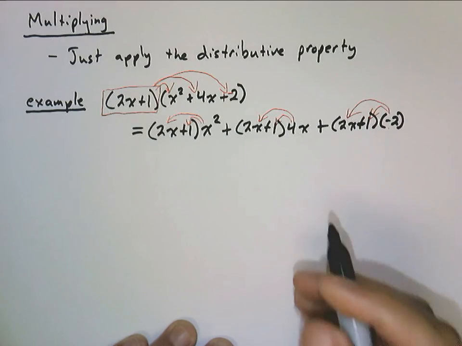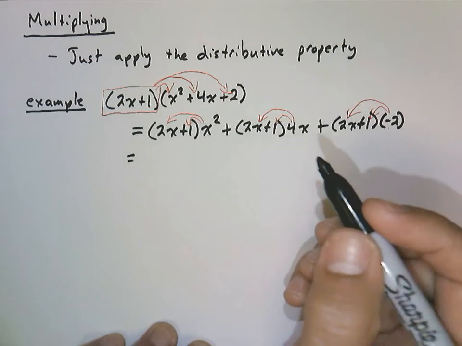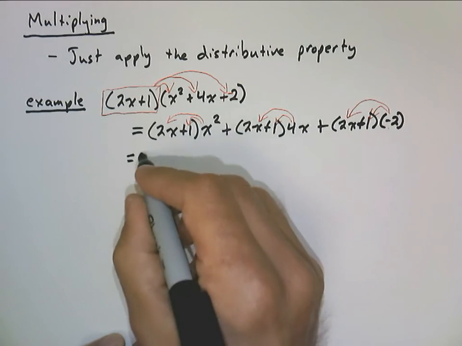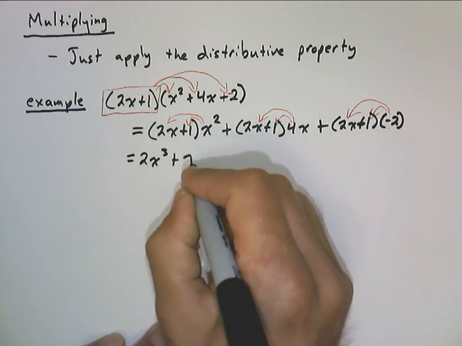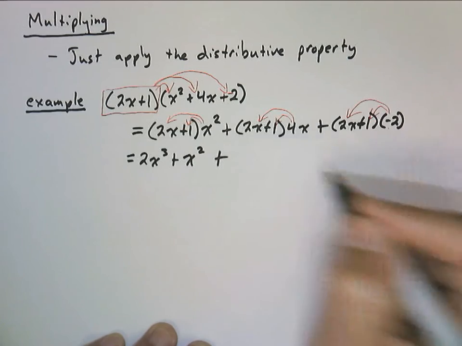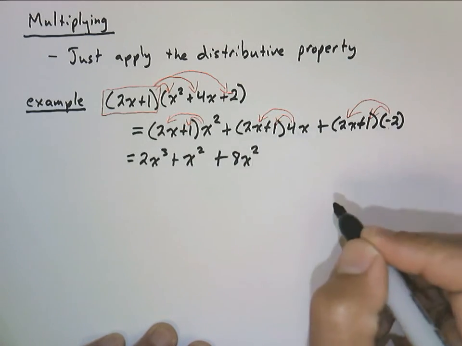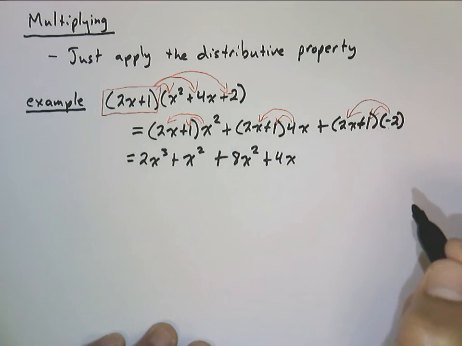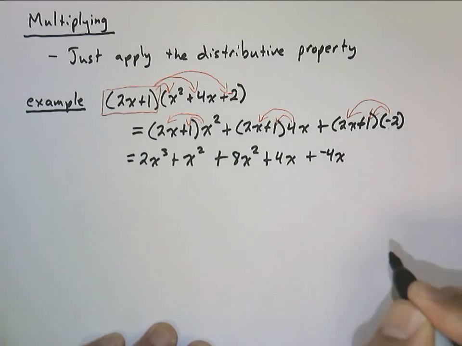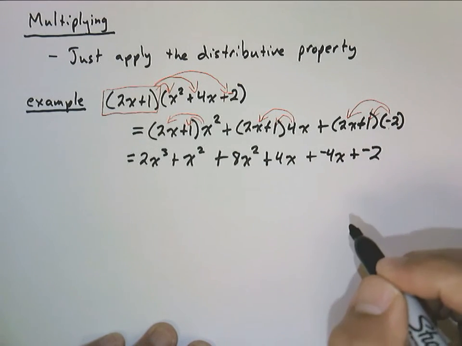And we've seen this kind of thing before when we're just multiplying out stuff. It's really just simplifying. Again, bit of review. So x squared times 2x is going to be 2x cubed plus x squared times 1 is just x squared plus 4x times 2x is going to be 8x squared plus 4x times 1 is 4x, plus negative 2 times 2x is negative 4x, plus negative 2 times 1 is negative 2.